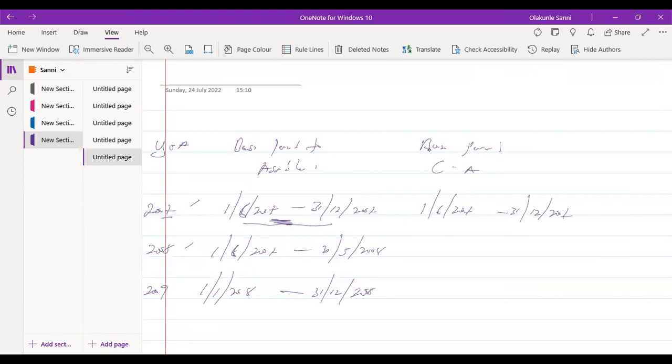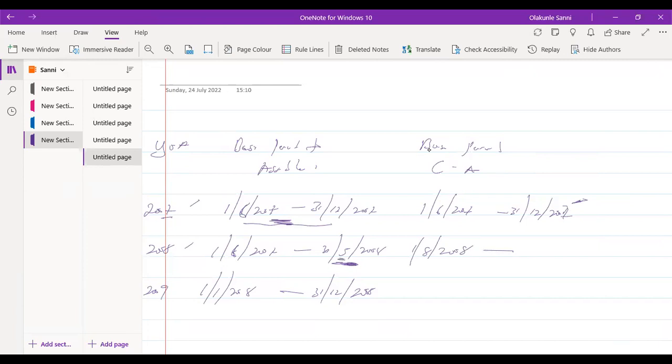For the second year, which is the 2008 year of assessment, the basis period will start a day after the end of the current one. A day after 31st December 2007 will be 1st January 2008. Where will it end? It will end where the basis period of the assessable profit of the second year ends.